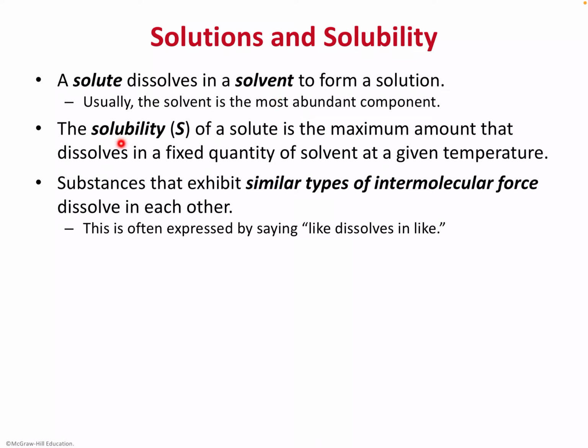The solubility, given the symbol S, of a solute is the maximum amount that dissolves in a fixed quantity of solvent at a given temperature. We call that the solubility. Sometimes if you Google something, you can find out the solubility of calcium carbonate in water. What that solubility means is the maximum amount that dissolves in a fixed quantity of solvent at a given temperature. And with temperature, solubility increases.